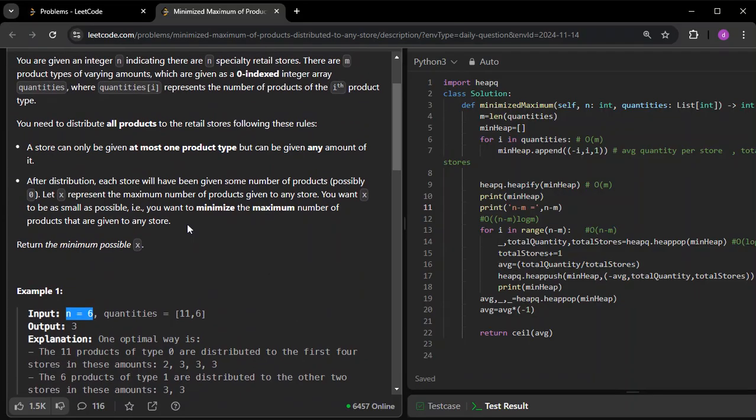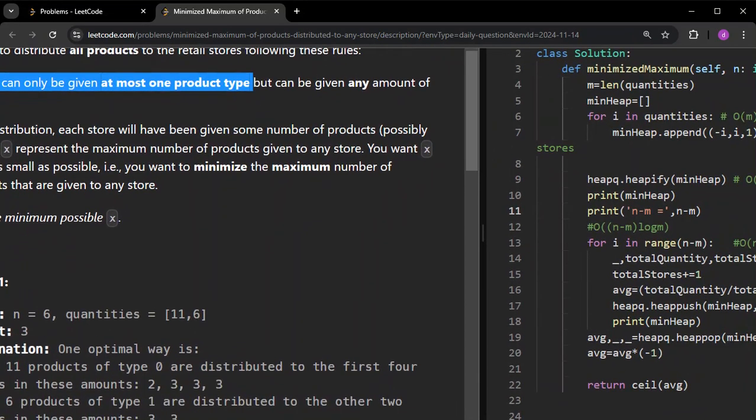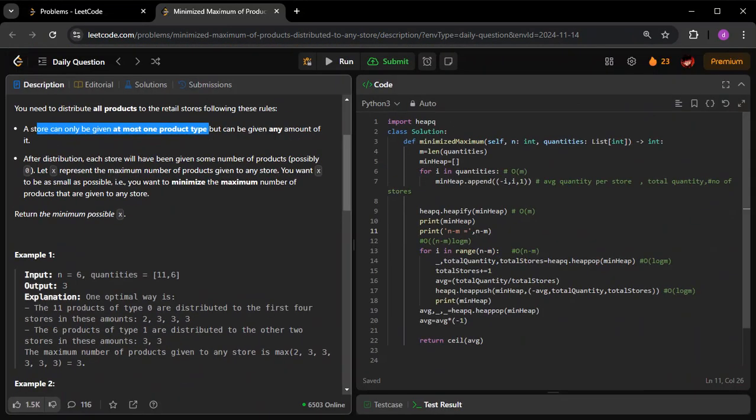Now let's see what the rules are to be followed while distributing. A store can only be given at most one product type. That is, for example, I have 6 stores. Let me just do this.